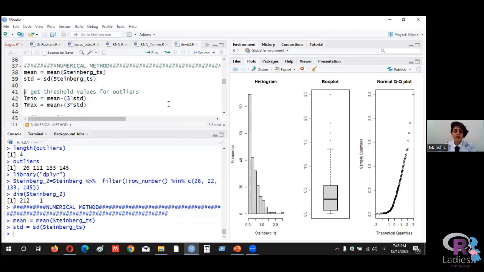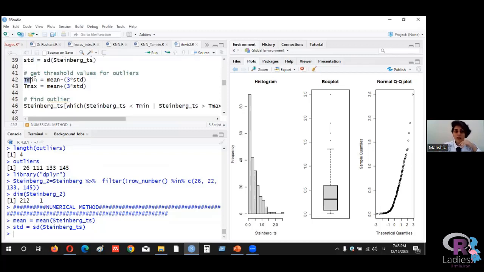Okay, the next step is that we have to define a threshold. We have to define a threshold for finding the outliers. If any of the data is in between, they are the time series which we wanted. And if they are out of the threshold, we called it outliers. So I defined T mean and T max.